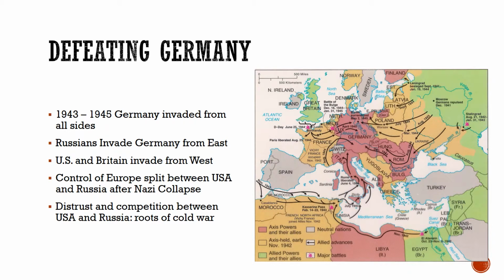And what this means is that the control of Europe is now split between the United States and Russia. And this is problematic because both sides distrust each other. And this distrust is going to lead to conflict again right away in the post-war era and help to lead to the Cold War.